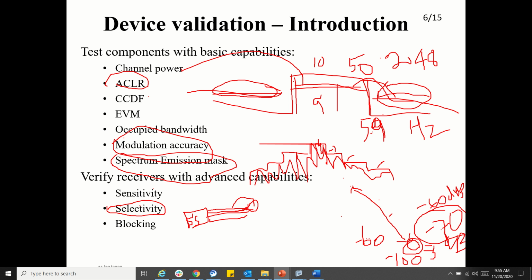And blocking. Blocking is somewhat related to even ACLR, spectrum emission mask, selectivity, everything is interrelated. So it is another subset. Blocking means, for example, a similar kind of thing to selectivity. You are sending the actual signal with some power to the UE, but simultaneously there are some interferences available in the environment. If that power is high, it will block the performance, or degrade the performance of the device, because it cannot decode the original signal.